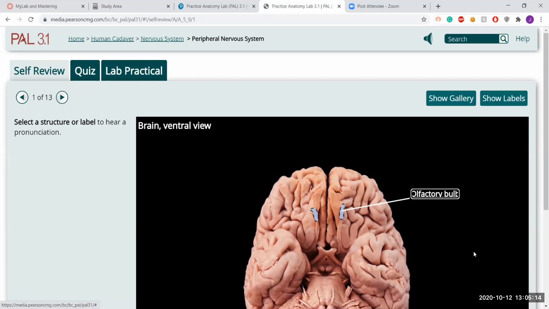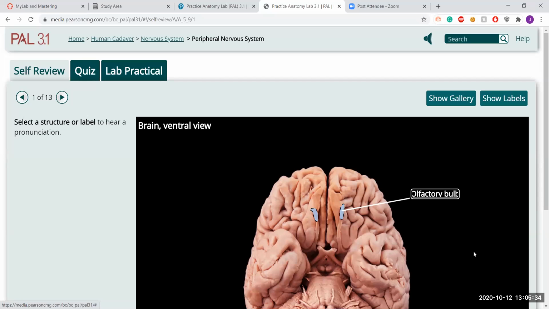The spinal or cranial nerves can be either sensory, which is called afferent, or motor, which is called efferent, or mixed. They can be mixed too.